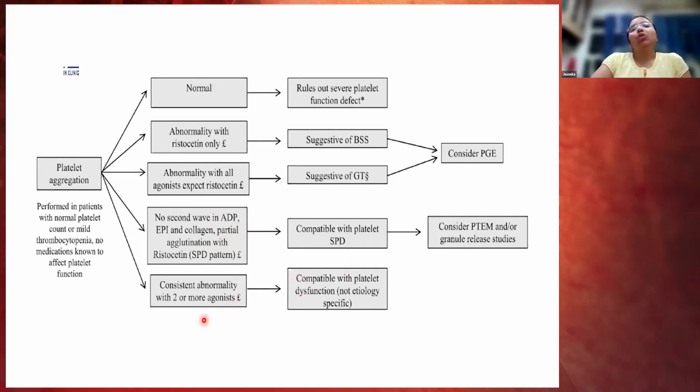And if we have a consistent abnormality that is demonstrated on 2 occasions with 2 agonists or more, then we are dealing with possibly a platelet dysfunction, and we will have to effectively diagnose it if it is not fitting into either of these 3 boxes.